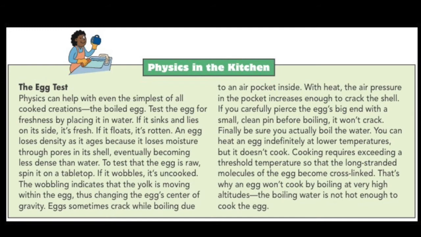The egg loses density as it ages because it loses moisture through pores in its shell, eventually becoming less dense than water. To test that the egg is raw, spin it on a tabletop. If it wobbles, it's uncooked. The wobbling indicates that the yolk is moving within the egg, thus changing the egg's center of gravity.